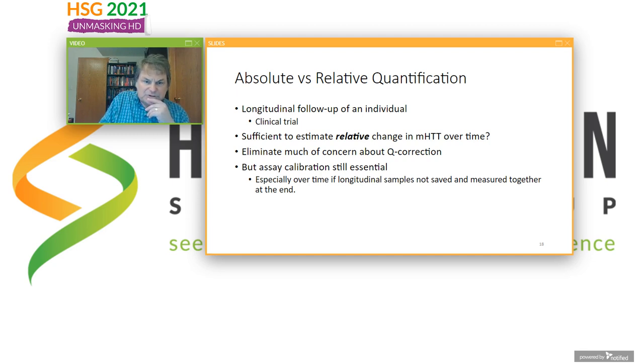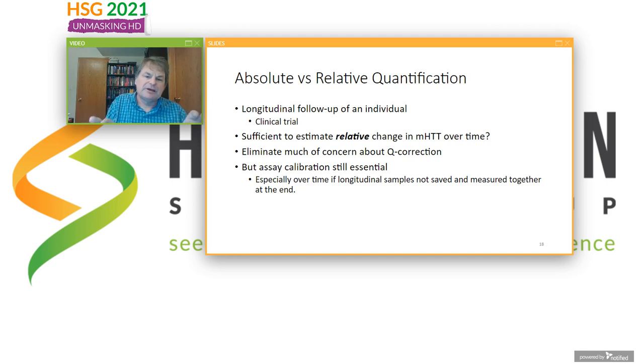So this brings up just one last idea I wanted to touch on quickly. It may be for some applications we don't actually need an accurate absolute quantification. Relative quantification for, say, a given individual over time might be adequate. If the application is a longitudinal follow-up study, i.e. a clinical trial, it might be sufficient just to be able to tell for an individual what the proportional change in their mutant huntingtin has been over time.